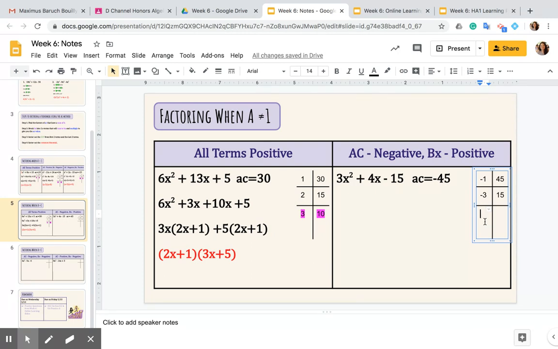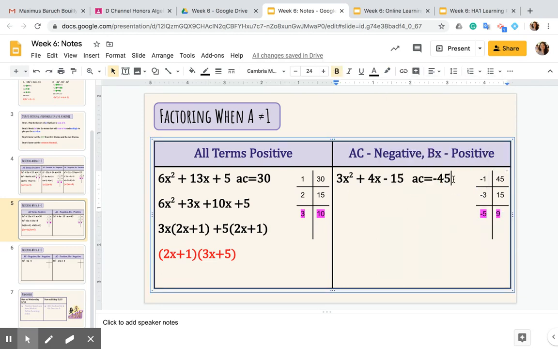Let's see. I can't do 4. Oh, I could try 5. Negative 5 and 9. So negative 5 plus 9 gives me 4. We found them. These are our magical numbers that work. Okay, so I'm going to break down that middle term as a negative 5x and a positive 9x, and then the minus 15 comes down for the ride. All right, we're in the home stretch.